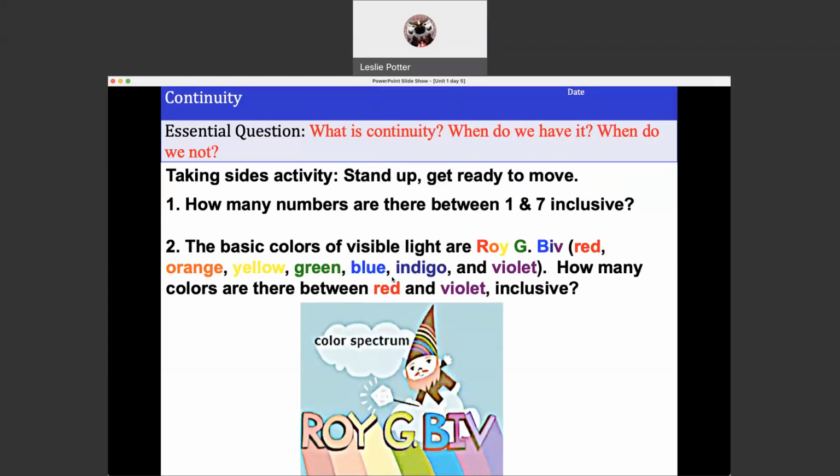Next question. The basic colors of visible light are red, orange, yellow, green, blue, indigo, violet. How many is that? 7. How many people believe that the visible light spectrum contains 7 colors? Stand over here. How many people believe it doesn't contain 7? Stand over there.